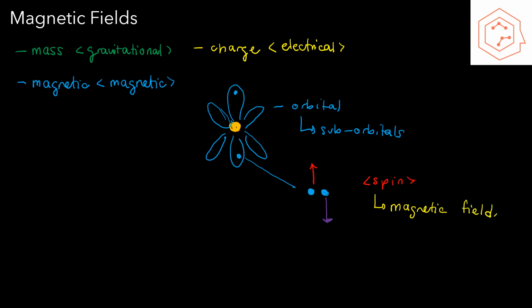Now usually, since these electrons are paired, and one is spin up while the other is spin down, this pairing cancels out the magnetic field. They create magnetic fields in opposite directions, if you will, which cancels the magnetic field. And atoms where all the electrons are paired are called diamagnetic.